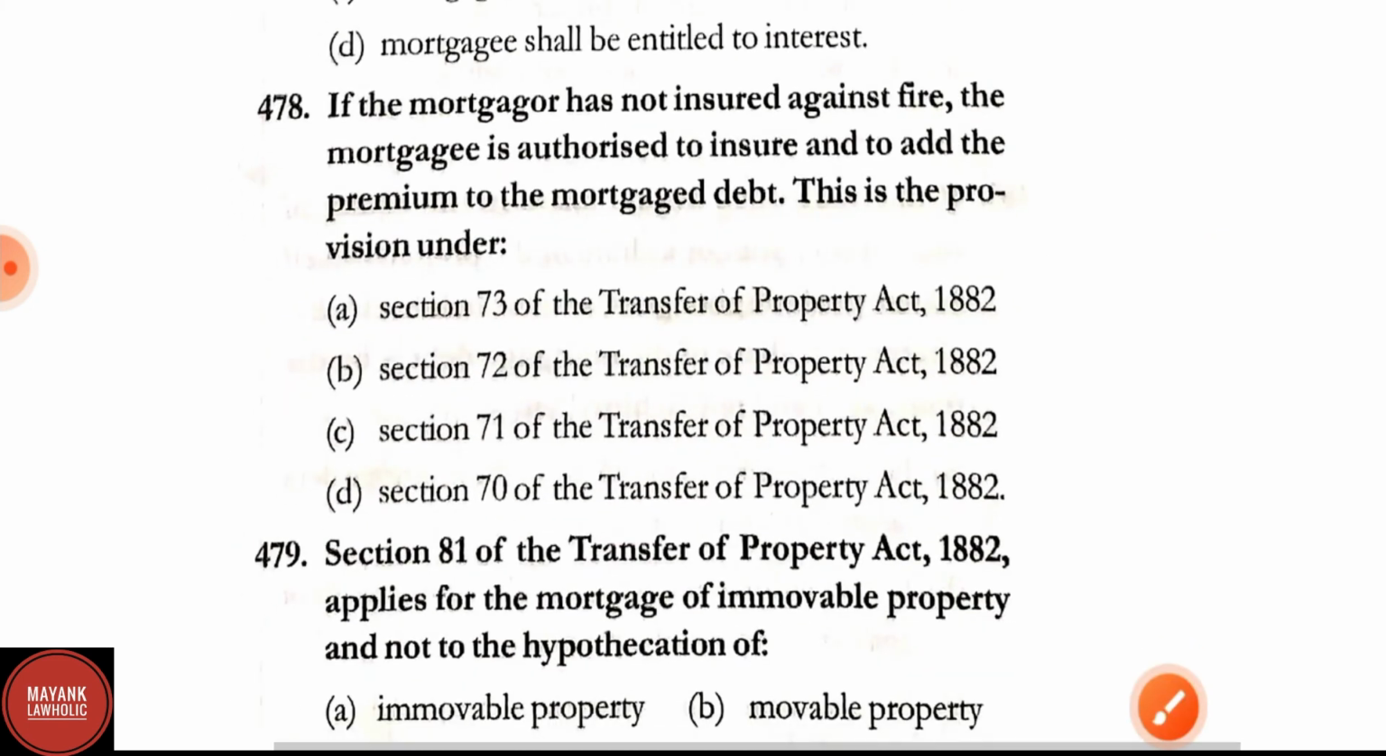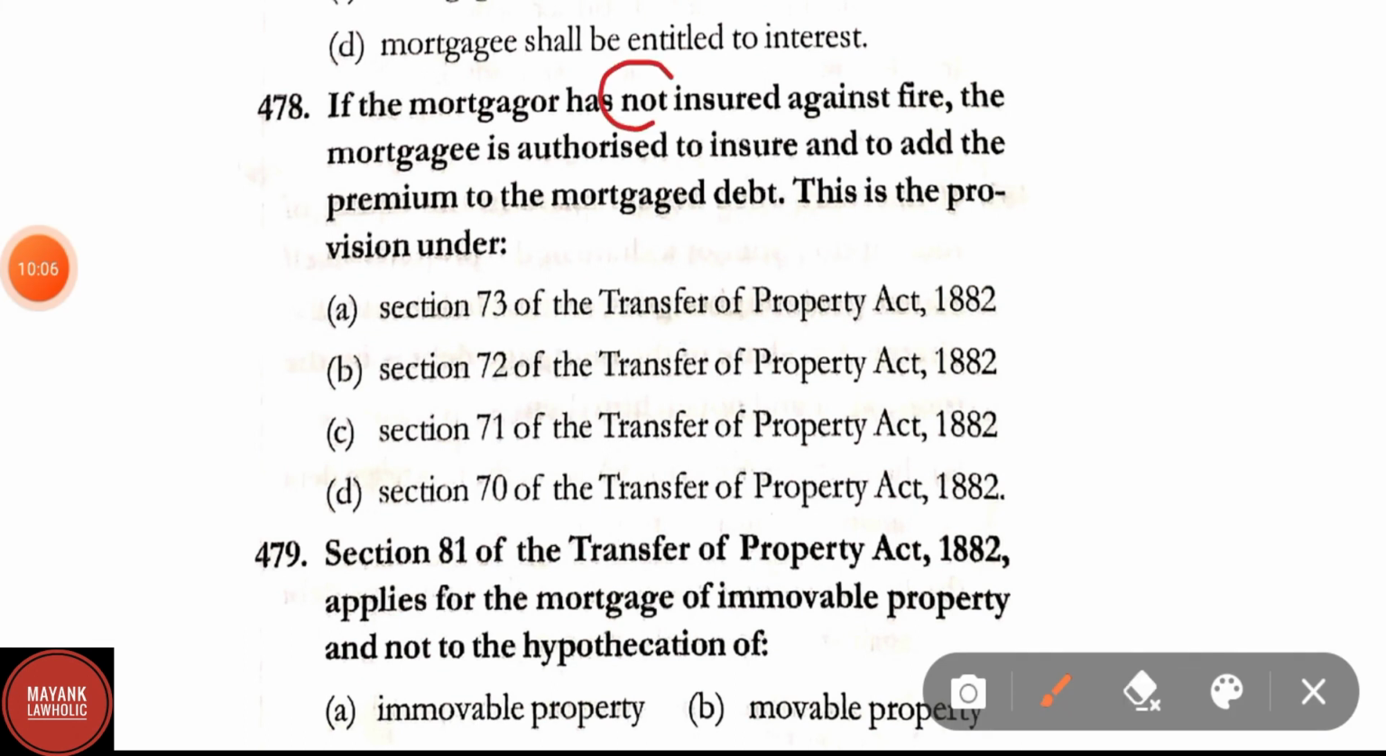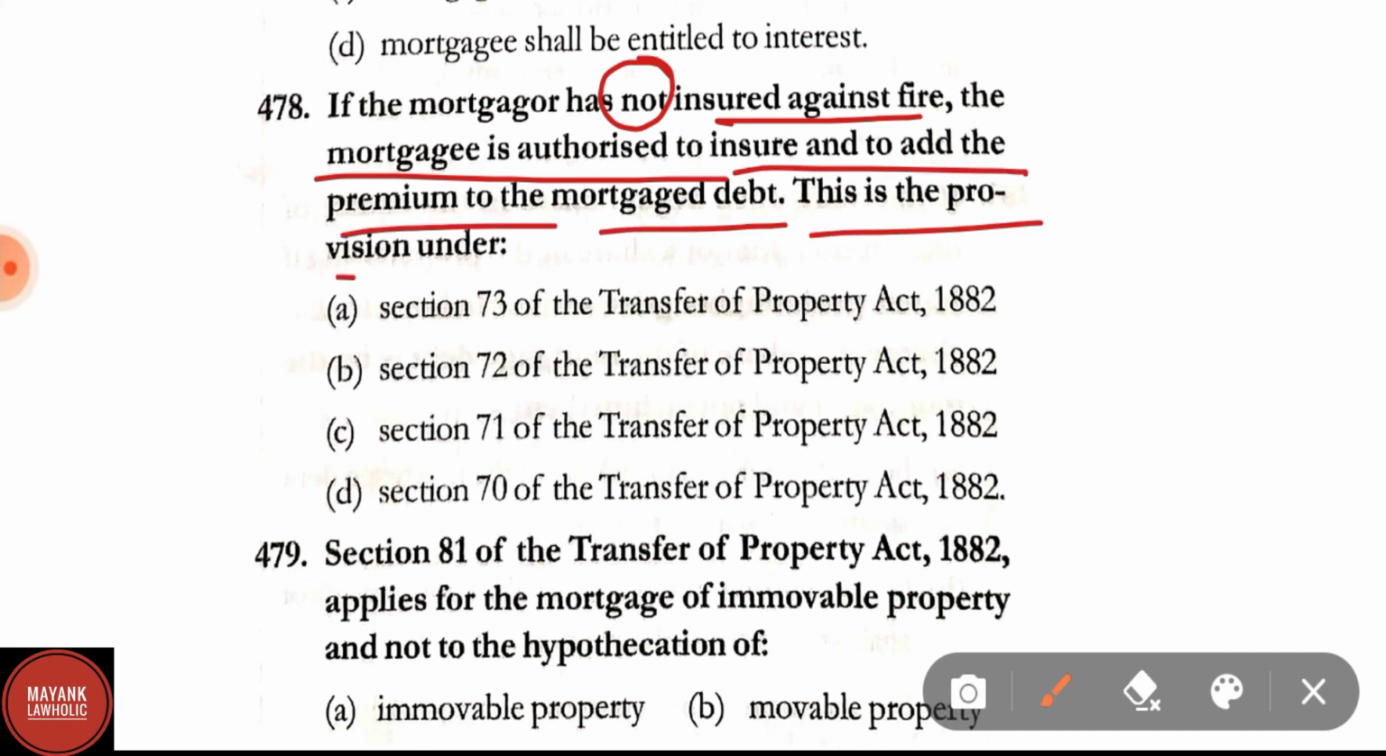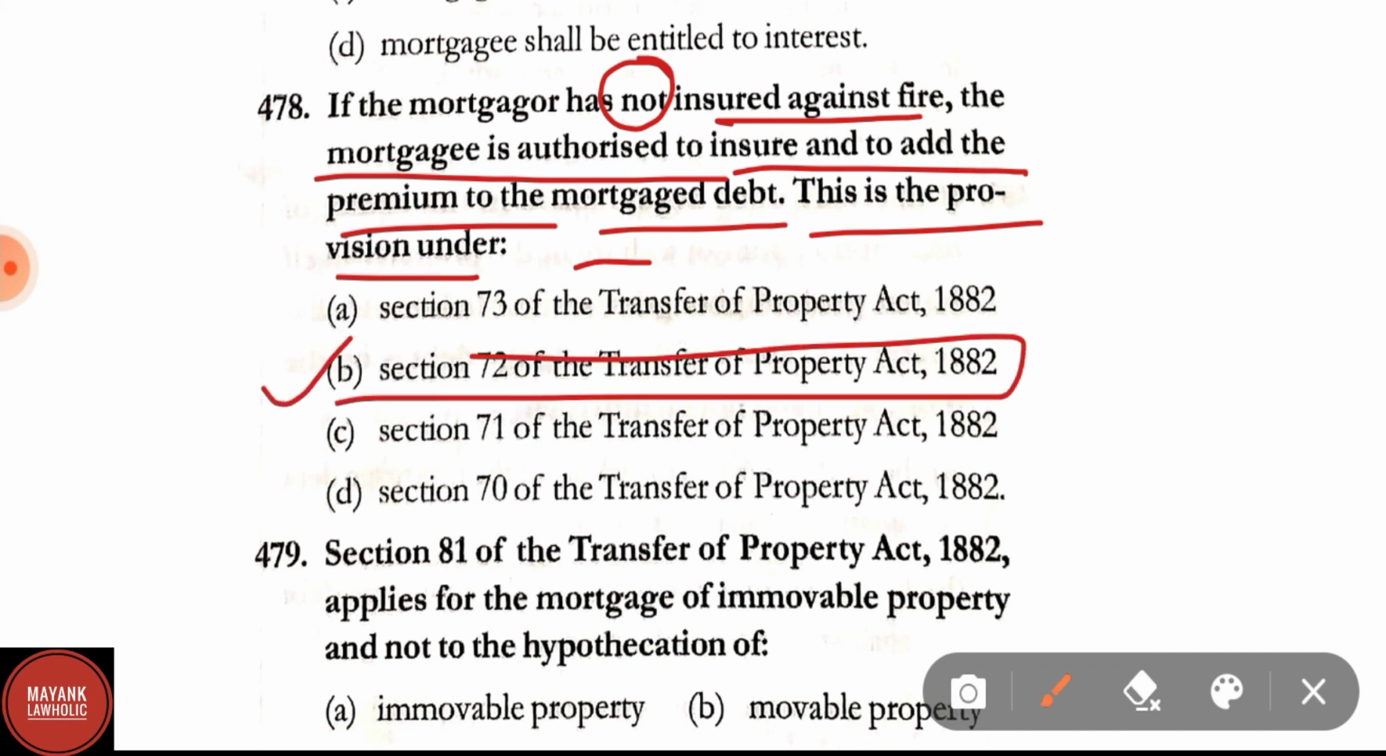Question number 478. If the mortgagor has not insured against fire, the mortgagee is authorized to insure and to add the premium to the mortgage debt. This is a provision under option A, Section 73 of TPA, option B, Section 72, option C, Section 71, option D, Section 70. Here the correct answer is option B, Section 72 of the Transfer of Property Act 1882.